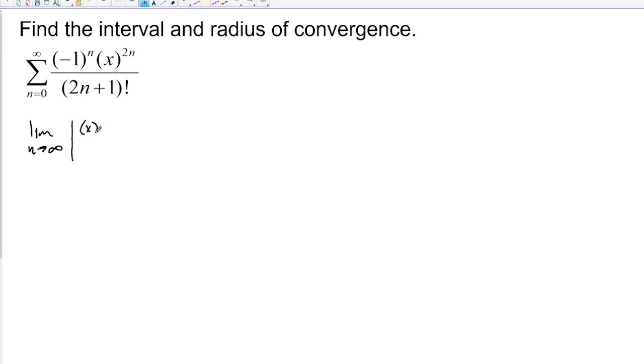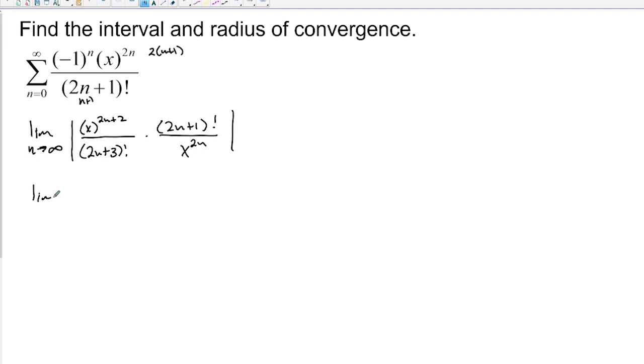This is going to be x to the, well, if you plug n plus 1 in for n, you get 2n plus 2. x^(2n+2) over, if I plug in n plus 1 for this n, that's going to be 2n plus 2. We get (2n+3) factorial. And we're going to multiply by the reciprocal. So (2n+1) factorial over x^(2n).